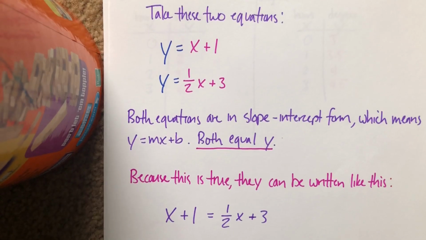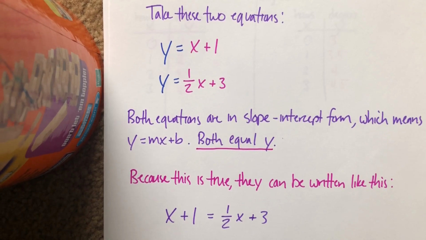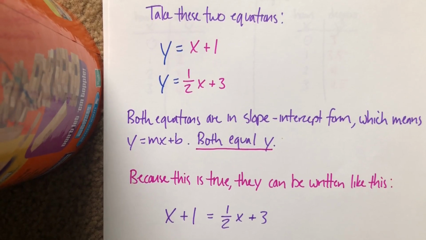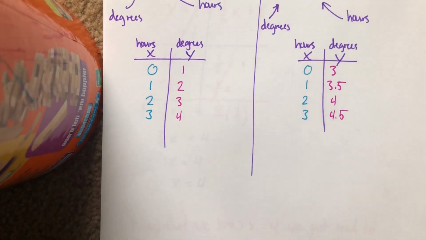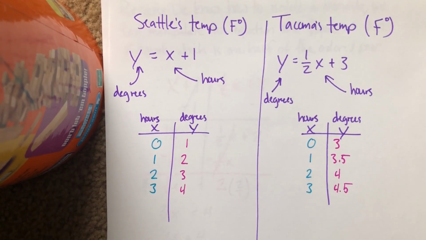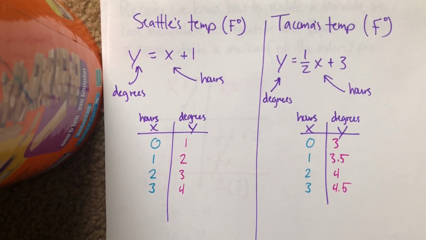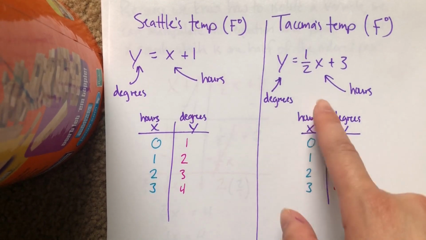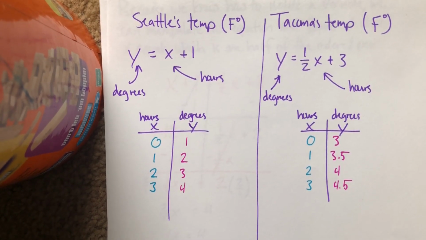To help you understand this problem as an example, I'm going to tell you a story. Now, you have to kind of suspend your disbelief of accurate temperature in the Northwest, but go ahead and follow along anyway. Let's pretend for a second that the equation y equals x plus 1 is the temperature in Seattle for last February when we had that really big snowstorm. And then let's pretend that y equals 1/2 x plus 3 is Tacoma's temperature.